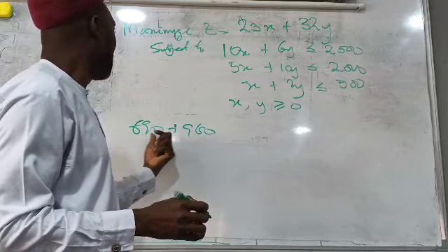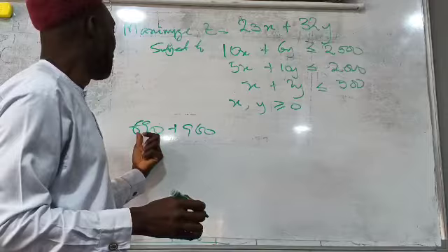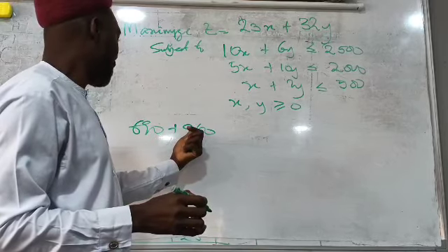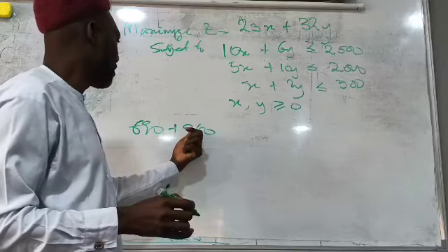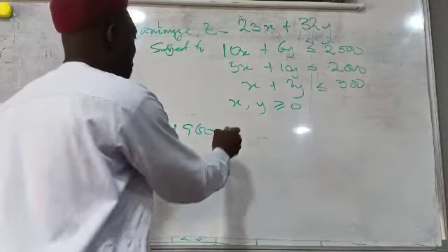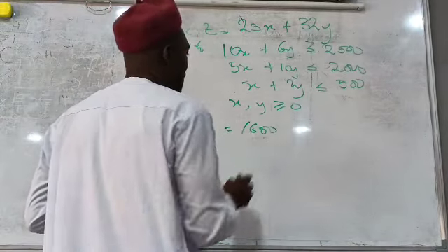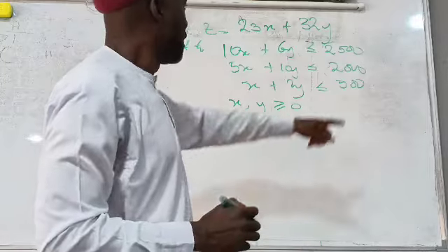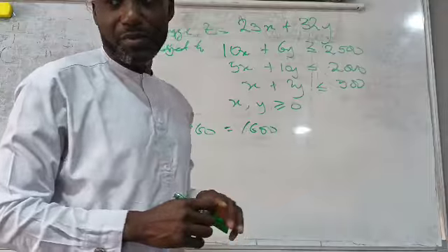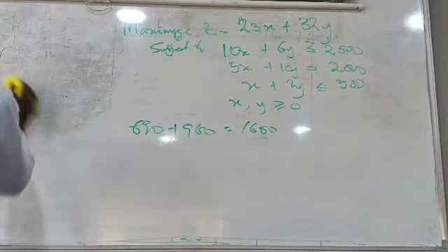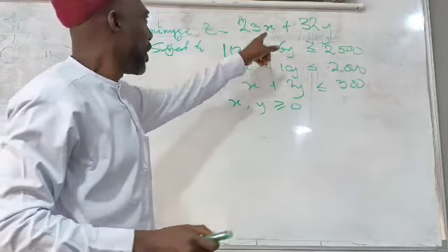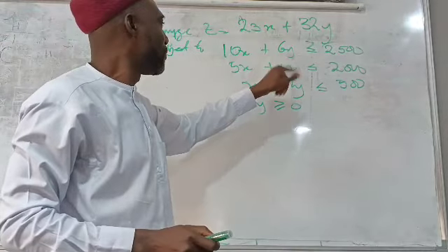If you add this, 700, 900, 1650. This will give you 1650. So this 1650 is still not up. Sorry, there is a mistake. I'm not adding here, this is here.